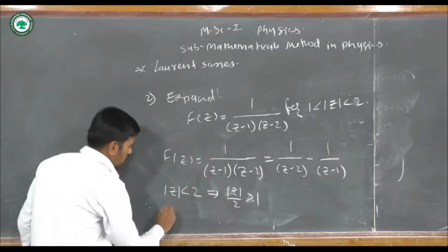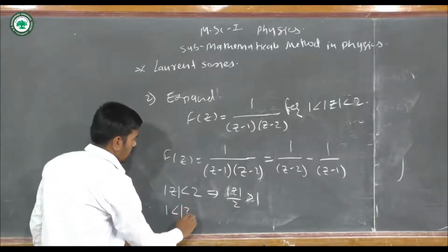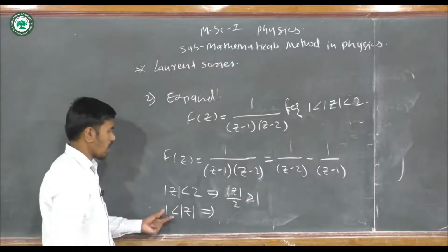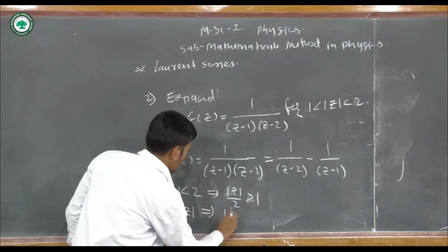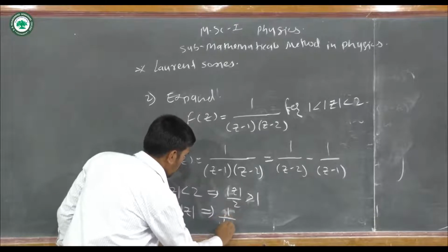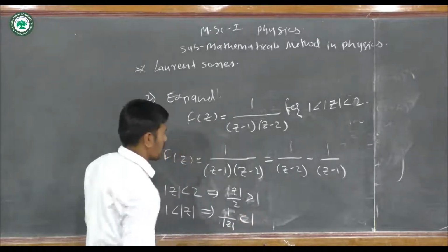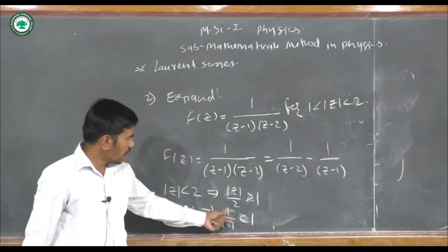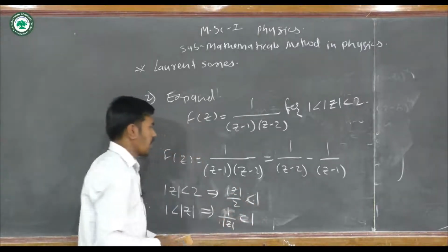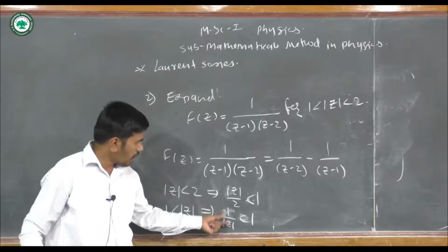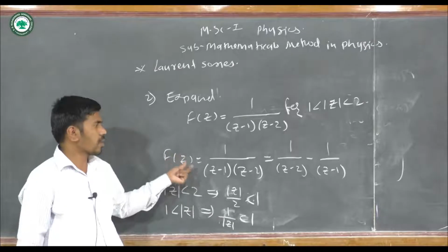And for the second condition, that is 1 less than mod z, we can write 1 by mod z is less than 1. Okay, so sorry, here is a mistake, this is less than 1. So in this form we can write. Now we just take care of these two conditions when we expand this f of z.